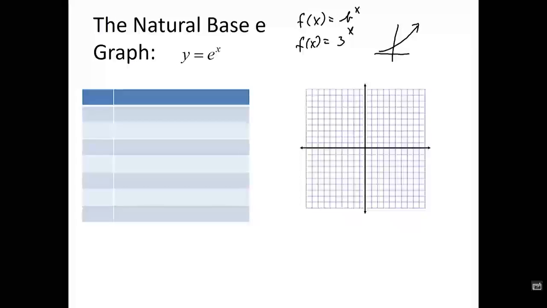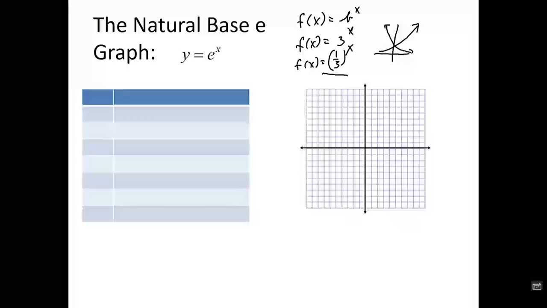And when the base b is less than 1, remember we also graphed f of x equals 1/3 to the x. In this case, we saw that the function was a decreasing function. When we graphed that, it looked like this. So when b is less than 1, the function is decreasing.